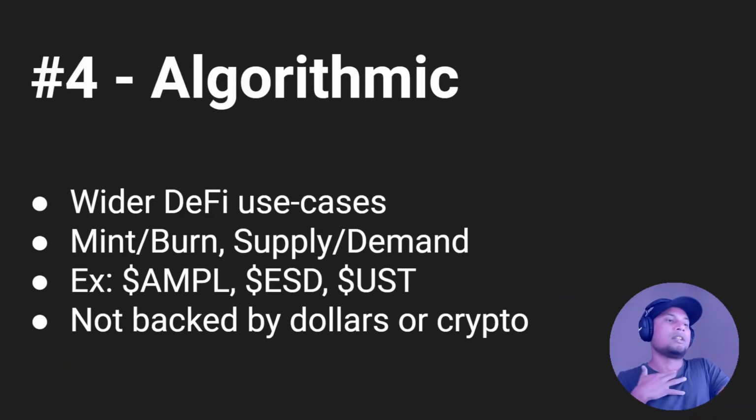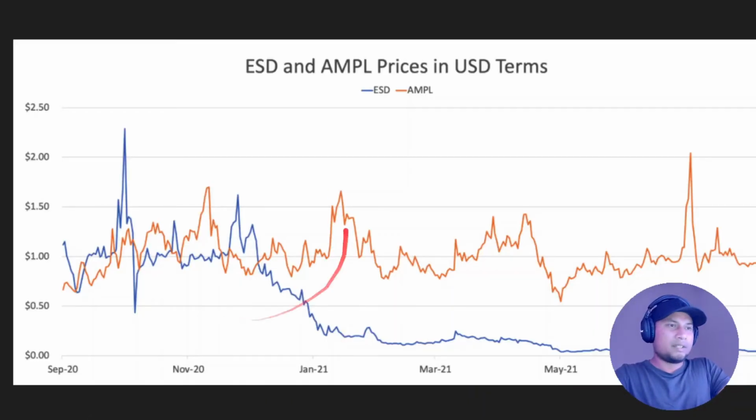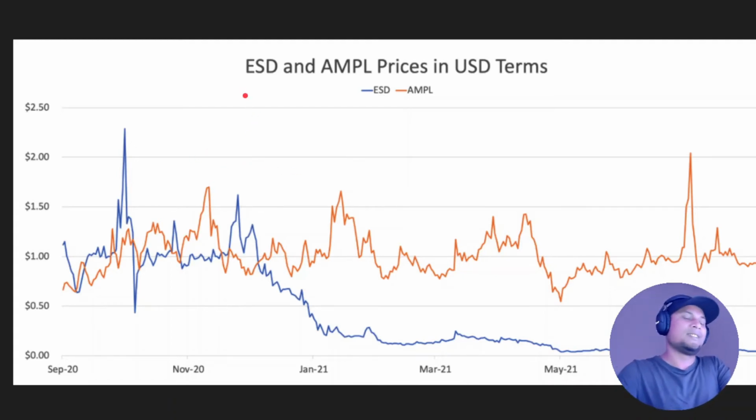And in the early days, you had Ampleforth, you had Empty Set Dollar. Now you have UST, which is from the Terra side of things, which is pegged so that the value of one UST is $1. And these are not backed by dollars or crypto. It's mainly done through different types of algorithms and mechanisms within the protocol itself.